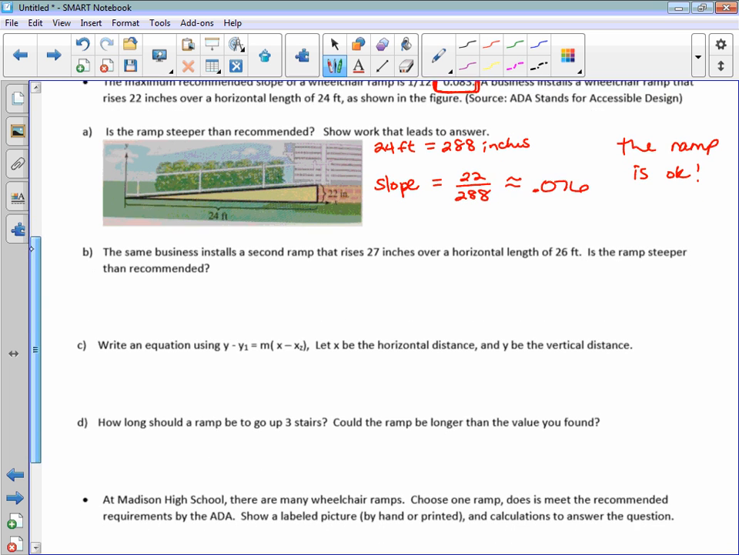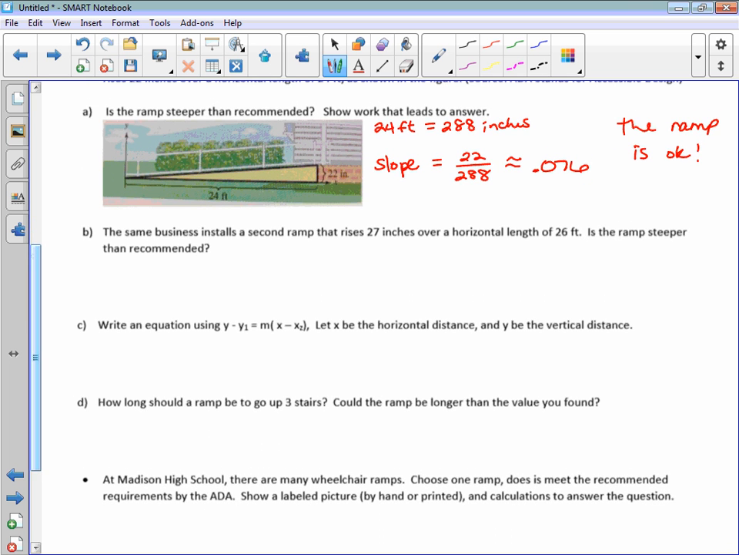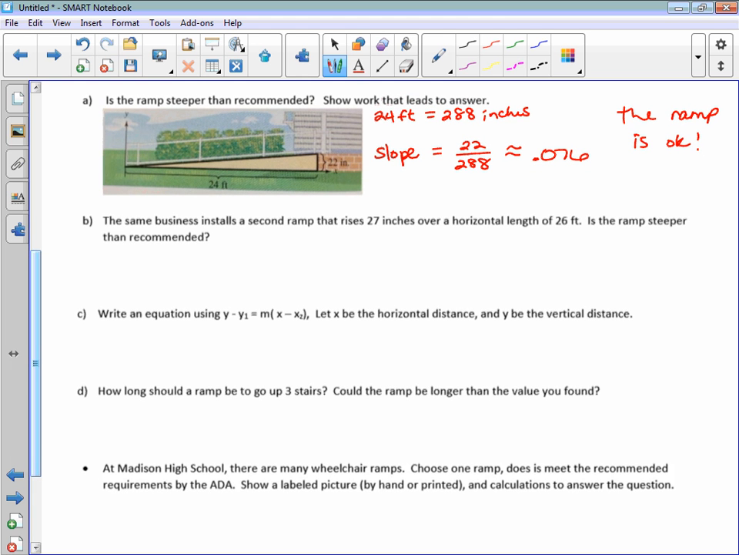All right. So you guys try B. Apparently, the same business has a second ramp. You need to decide if this one is okay or not.